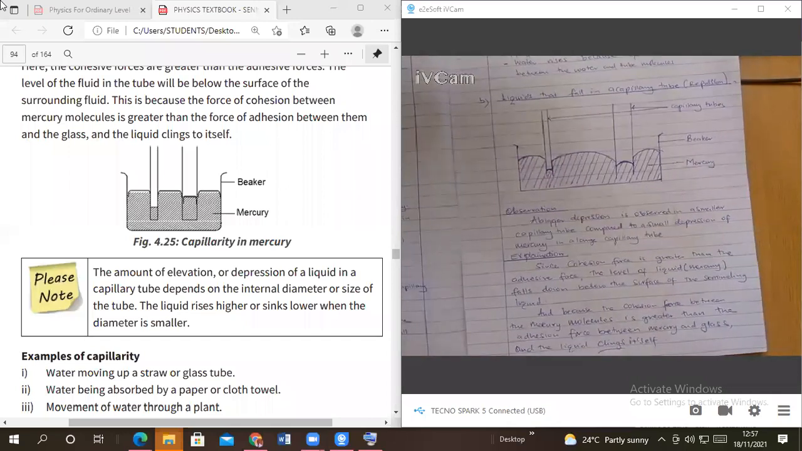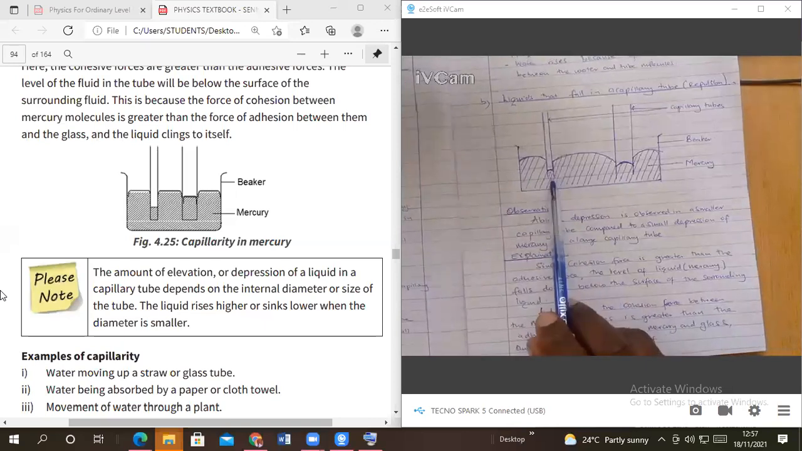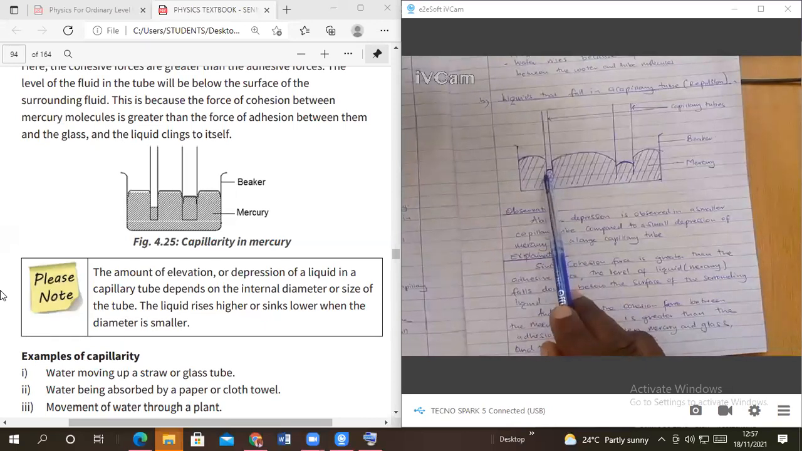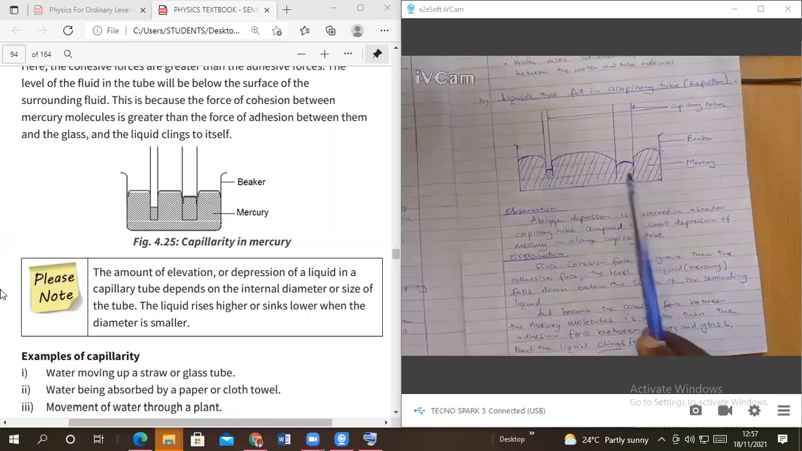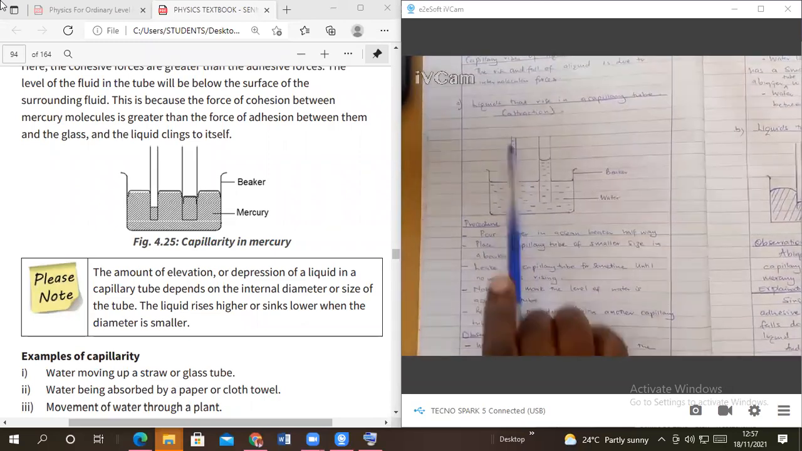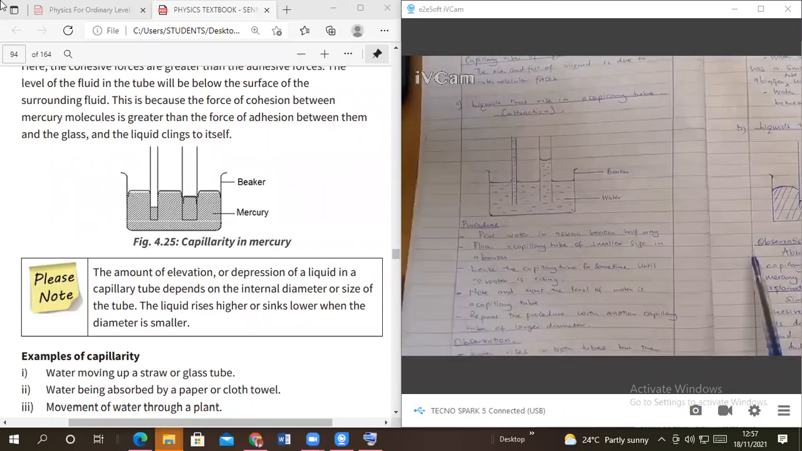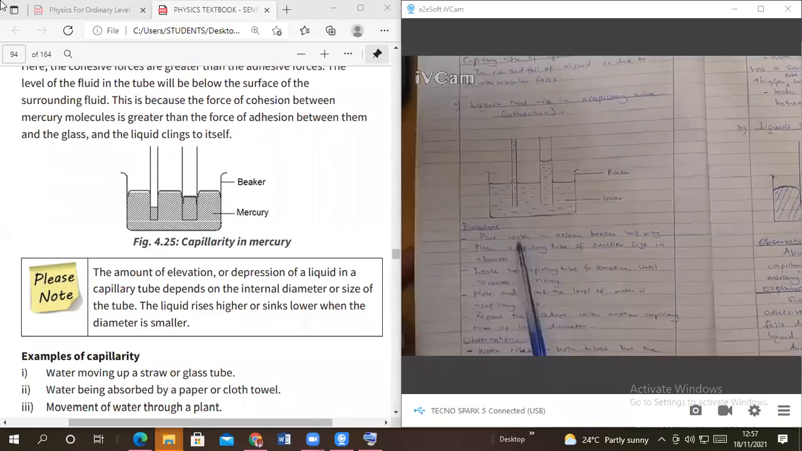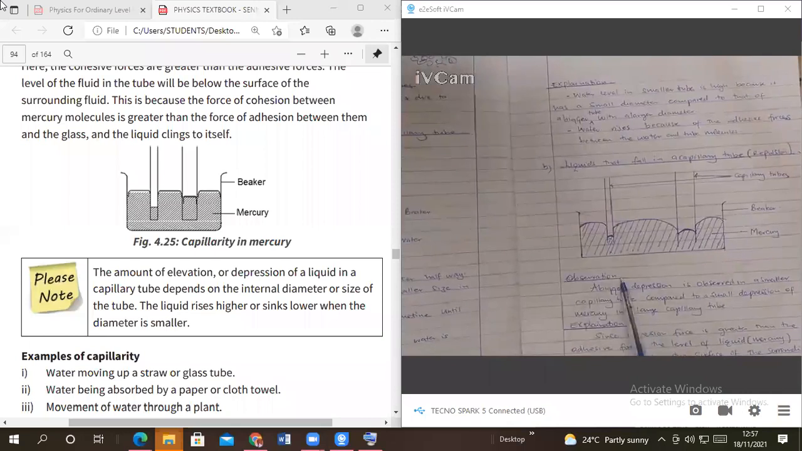So lastly, let us look at that. Here they are saying, please note, the amount of elevation or depression in a liquid depends on the internal diameter or size of the tube. A liquid rises higher or sinks lower when the diameter is small. So if the diameter is small, the liquid will fall deeper compared to the bigger diameter. For the smaller diameter, the liquid will rise higher or fall deeper.